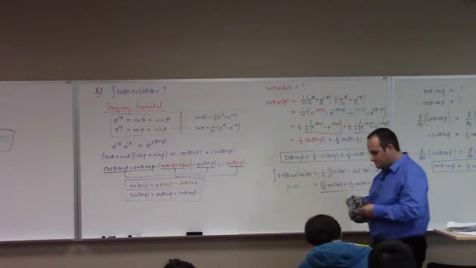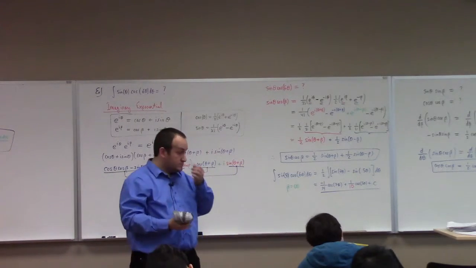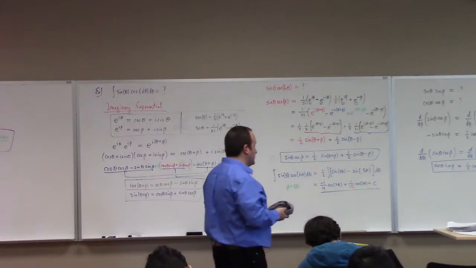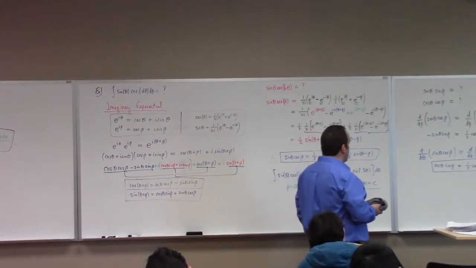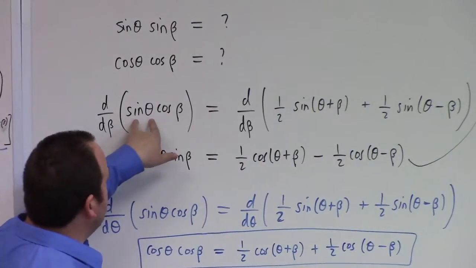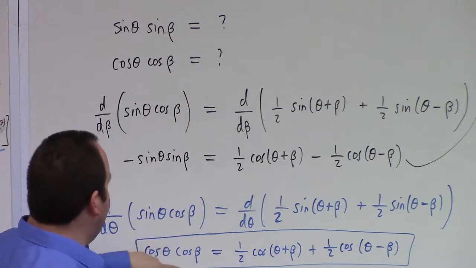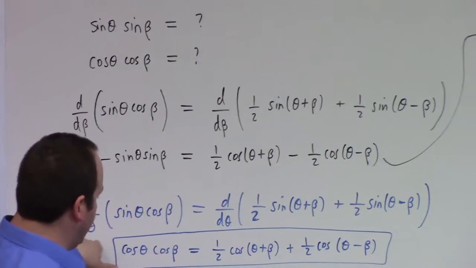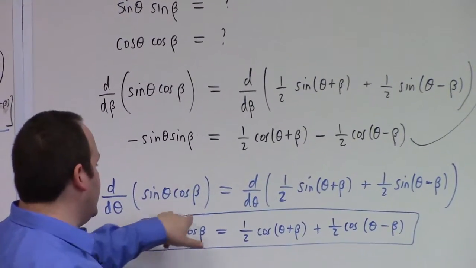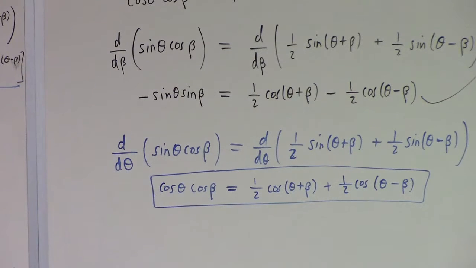How come when you take the derivative of sine theta minus sine beta, you get minus sine theta sine beta? Because here I'm differentiating with respect to beta, holding theta fixed, so the derivative of cosine is minus sine. In contrast, down here I'm differentiating with respect to theta, so the cosine beta is a constant, and the sine theta differentiates to cosine theta. So it's the difference of sine and cosine.